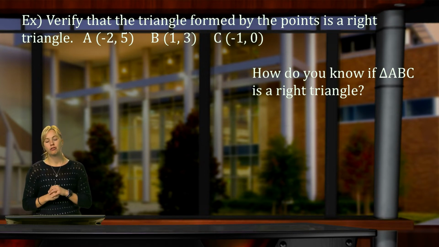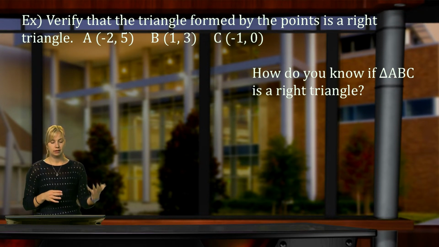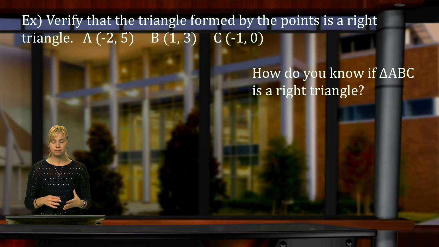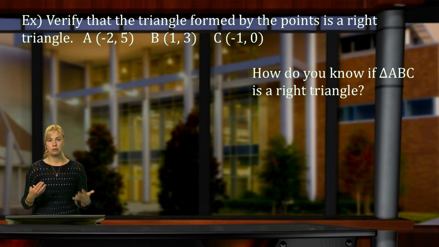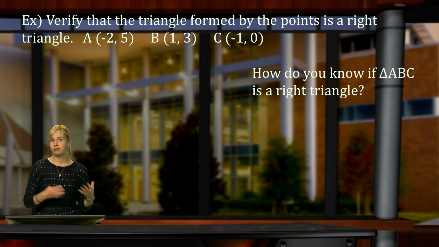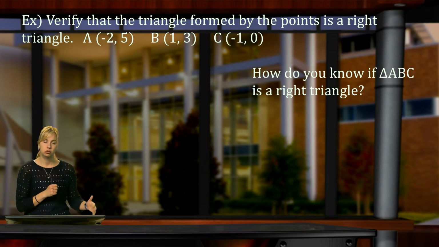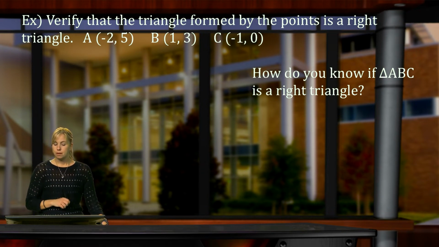Verify that the triangle formed by the points is a right triangle. So we've got 3 points, (-2, 5), (1, 3), and (-1, 0). And these are going to be the vertices of my triangle. Before we start investigating the triangle formed by these points, we first have to recall the characteristics of a right triangle, because that's what's going to help us identify whether or not the triangle we draw is right. So how do we know if a triangle, any triangle, is a right triangle?